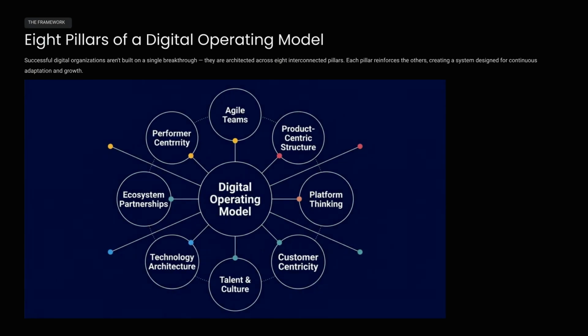Successful digital organizations are built upon 8 interconnected pillars. These pillars reinforce one another, creating a system for continuous adaptation and growth. These include agile teams, product-centric structure, and customer centricity.